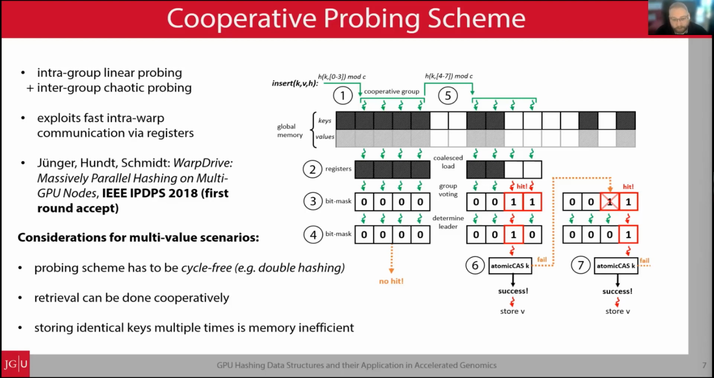The hash map is forced to store identical keys multiple times, which is very memory inefficient, especially for highly skewed data distributions, where maybe a distinct key may occur hundreds or thousands of times, and we have to store this key each time in the table.